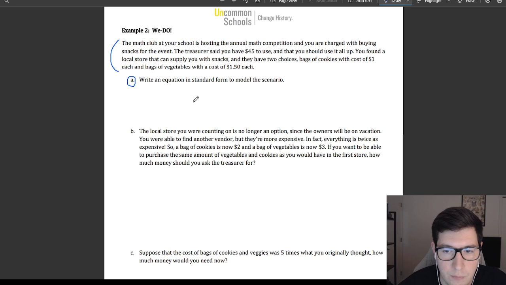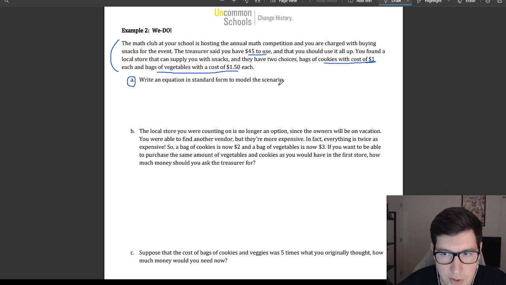All right, so we should all be back together now. Hopefully you made it through this, and hopefully this isn't something that's causing us too much trouble. I really want to go over A and B with you right now. So for A, for our equation, when we're reading through this, notice, we have some really useful information. We have $45 that we're going to use. We have $1 for a bag of cookies and $1.50 for a bag of veggies.